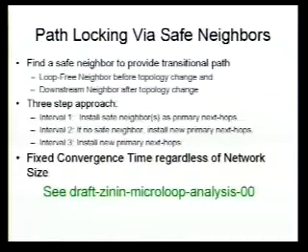Path locking via safe neighbors is one idea. The basic concept here is to try and find somebody you could send the traffic to who wasn't sending it to you before the change and who won't be sending it to you after the change. That's what we call a safe neighbor. So before the failure, they have to be loop free, and then after the failure, a downstream path. And then there's this 3-step approach.